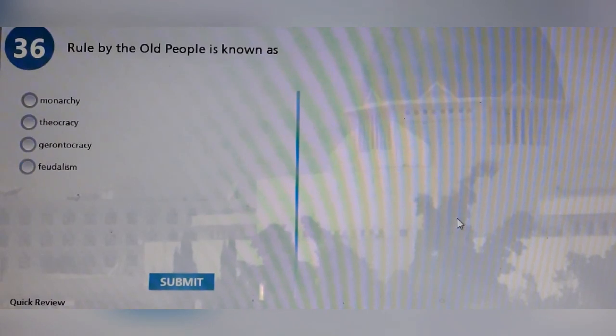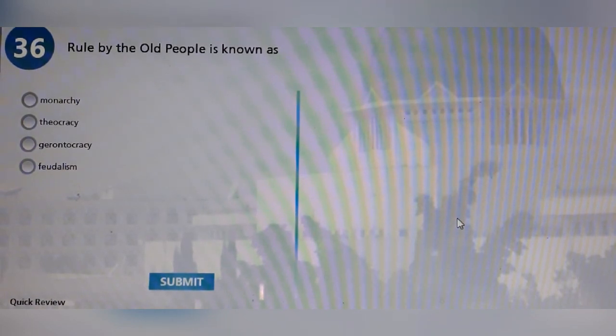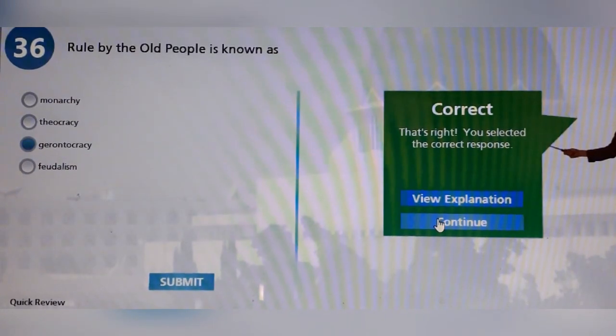Let's move over to number 36. Number 36 says, rule by the old people is known as A. monarchy, B. theocracy, C. gerontocracy, or D. feudalism. So rule by the old people is known as what? Of course, we know rule by the old people is gerontocracy. It's when the old people rule the government. But this is not enforced anymore, though you may jokingly say it's still enforced in the Nigerian system.